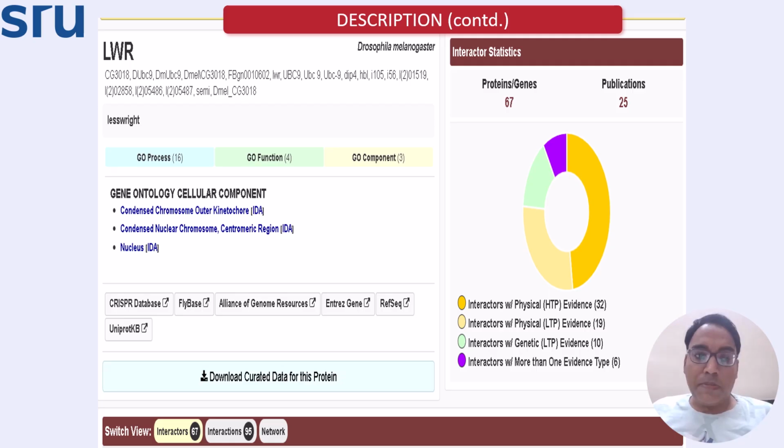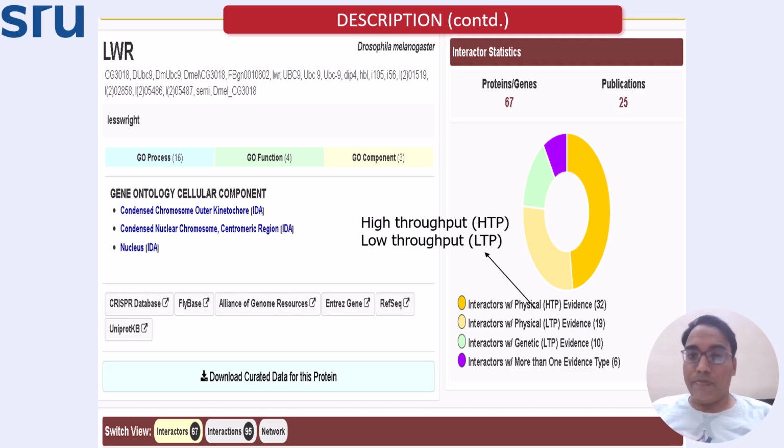Shown here: condensed chromosome, outer kinetochore, condensed nuclear chromosome, centromeric region, and nucleus. People have submitted these 3 details there. 67 proteins, 25 publications are there. So you can get many different things at one shot.